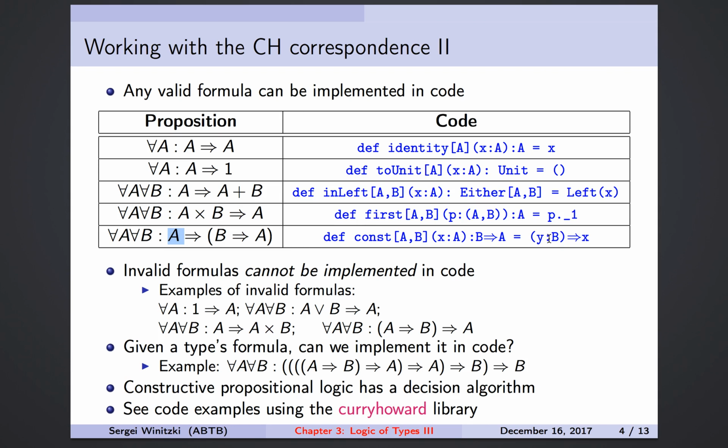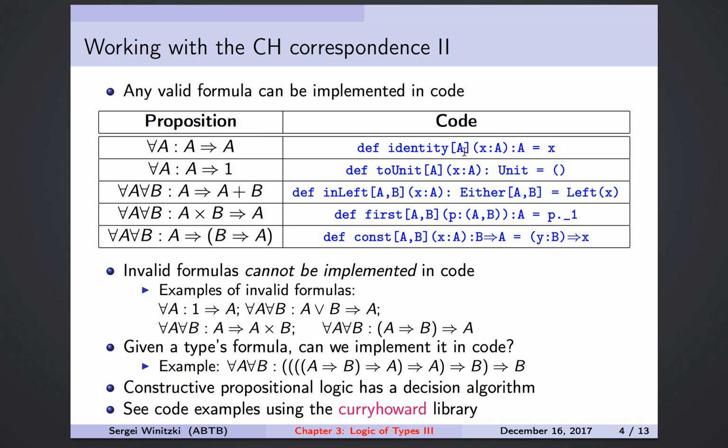Accordingly, the code does precisely the same thing. It takes an x, which is of type A, and it returns a value of type B to A by taking an arbitrary y of type B and returning this x. So we are ignoring this y, and we return the x that was given early on. So you see, this is exactly one-to-one. The proof of this proposition is exactly the code of this function.